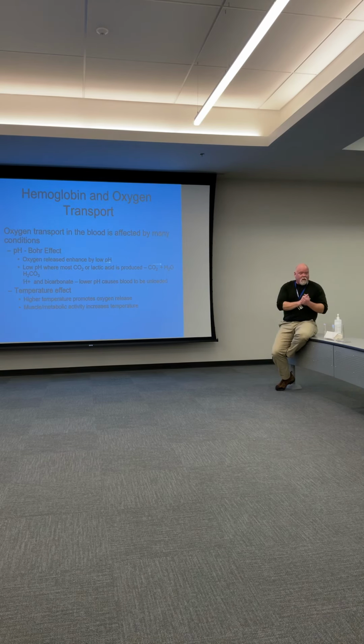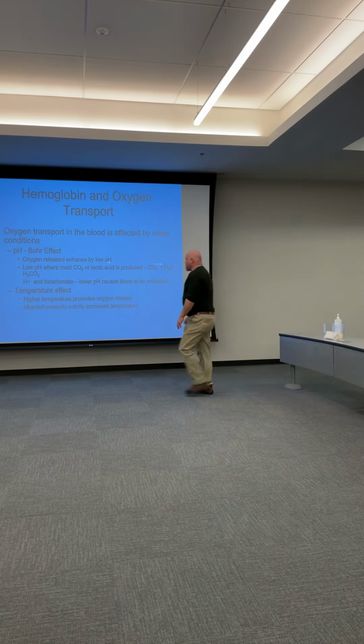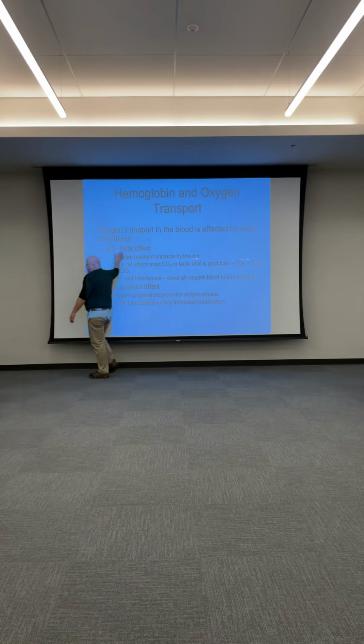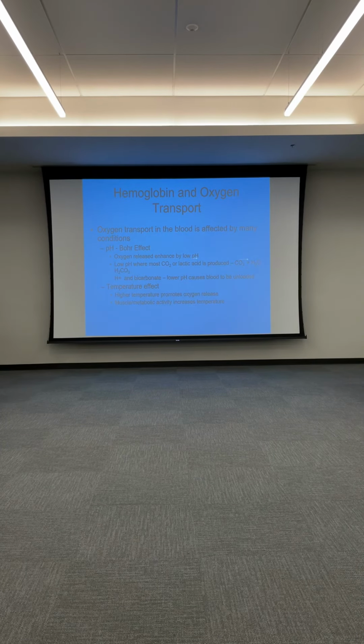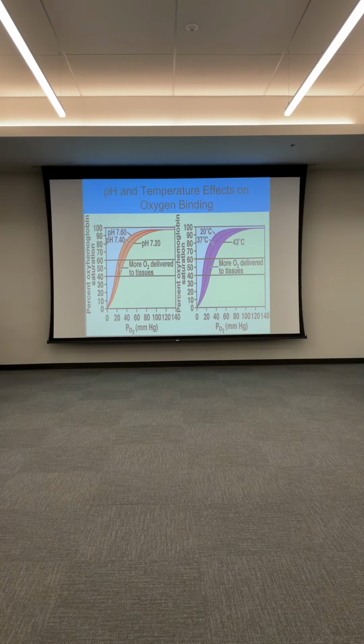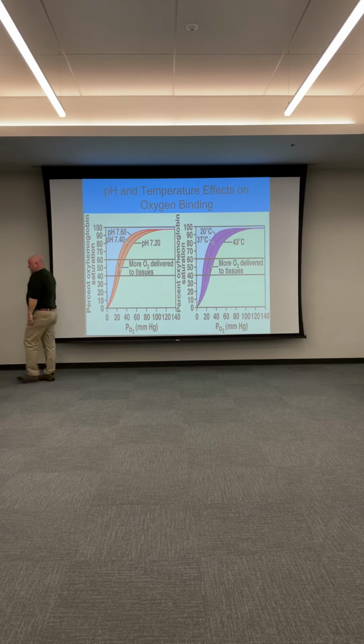So we get a twofer with this, y'all. When we're actively working these tissues, pH goes down, temperature goes up, and we send more oxygen to those tissues than we do to other locations in the body. They did all kinds of studies on this. The pH effect was called the Bohr effect. The temperature effect is called the temperature effect. This is what happens. Notice as the pH goes this way, I deliver more oxygen to the tissue faster. As the temperature goes up, the same thing happens. I deliver more oxygen as the temperature goes up. So we get both of those helping us out.